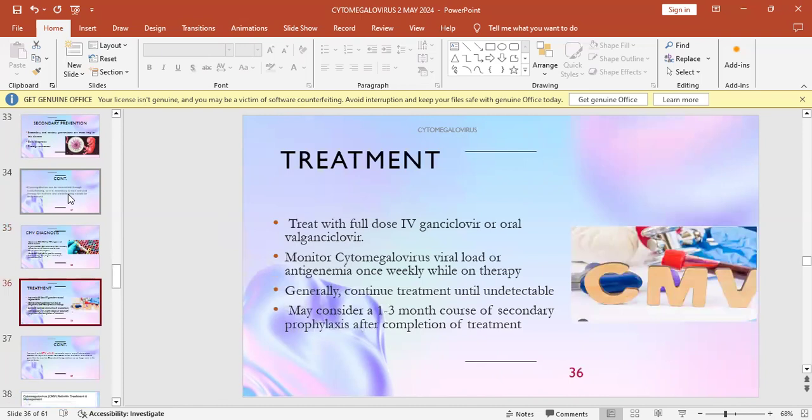Treat with full dose IV ganciclovir or oral valganciclovir. Monitor cytomegalovirus viral load or antigenemia once weekly while on therapy. Continue treatment until undetectable. May consider a 1 to 3 month course of secondary prophylaxis after completion of the treatment.